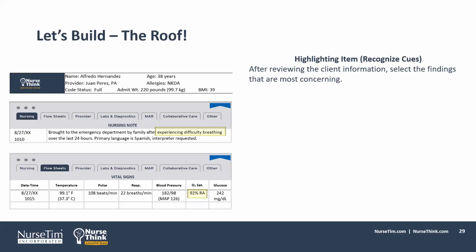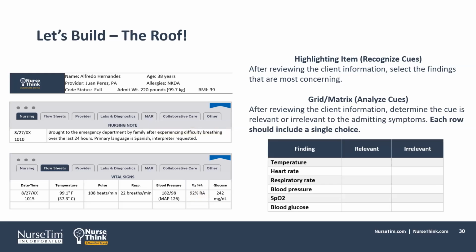Now I need to migrate to question number 2, which I want to be analyze cues. In this situation, I've chosen to use a grid matrix.